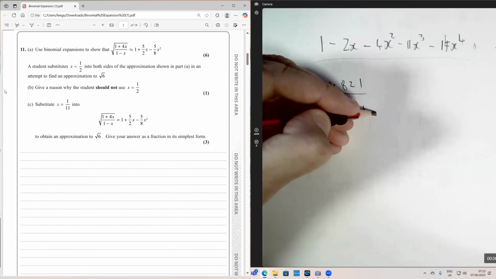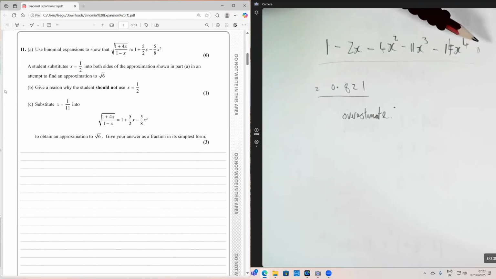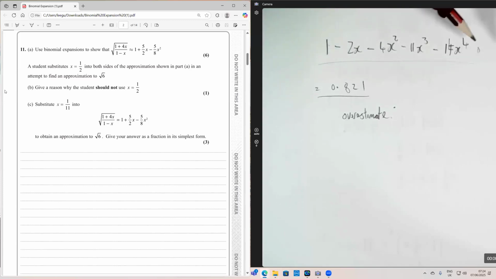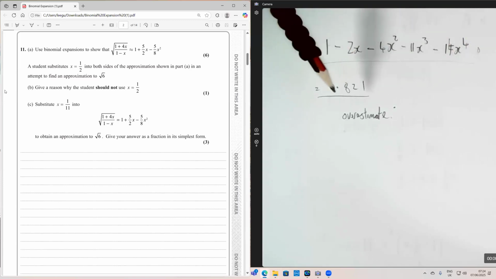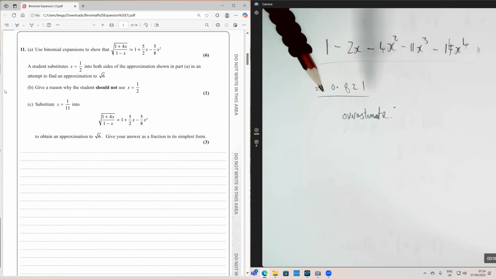How on earth can I tell that this is an overestimate? Well, the answer is, notice that the sequence is taking something away. Every successive term is taking something away from the total. So in other words, the more terms I've got, the smaller and smaller this number is going to become. It's not going to be by much. It will just be by an ever decreasing amount.